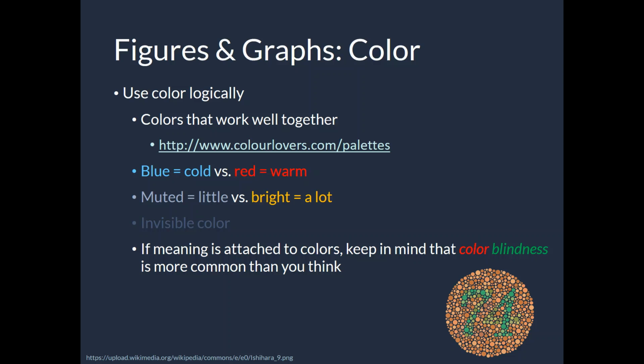Finally, if meaning is attached to the colors that you're using, remember that red-green color blindness is actually quite common. So if the audience needs to be able to distinguish between the two different colors in a figure, it is a good idea to stay away from pairing red with green. Unfortunately, antibody staining relies heavily on these two colors. So sometimes it'll be difficult not to use them together. However, whenever possible, if you need the audience to distinguish between two colors, do not pair red with green.